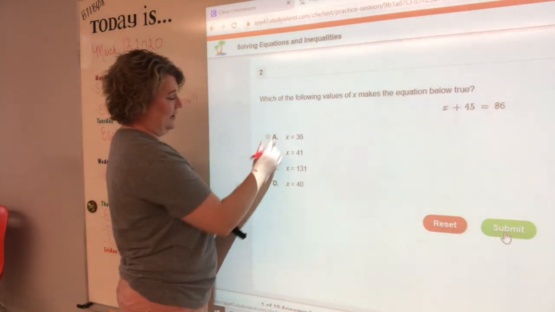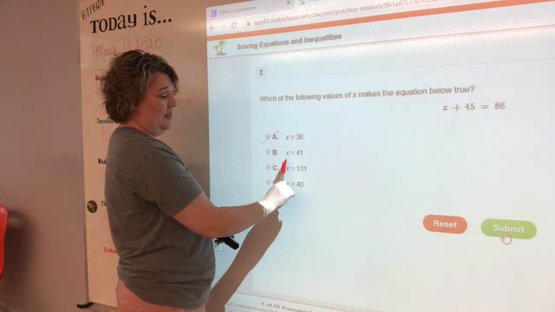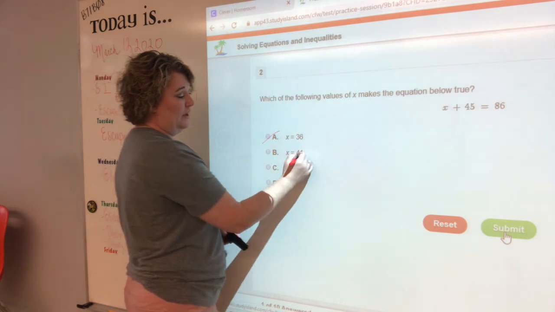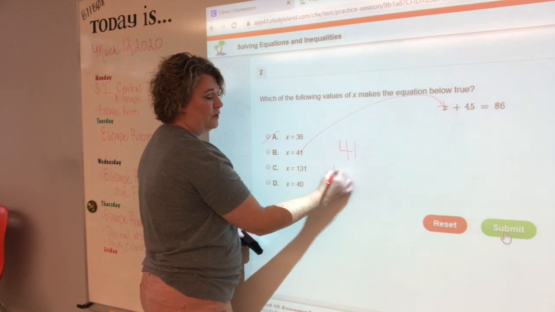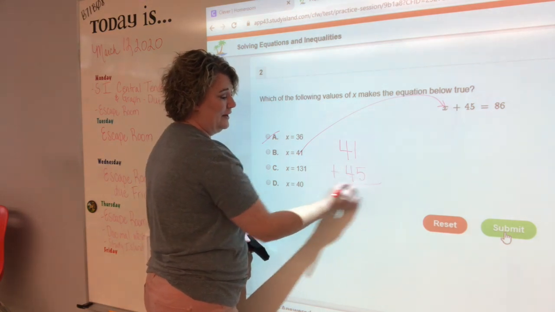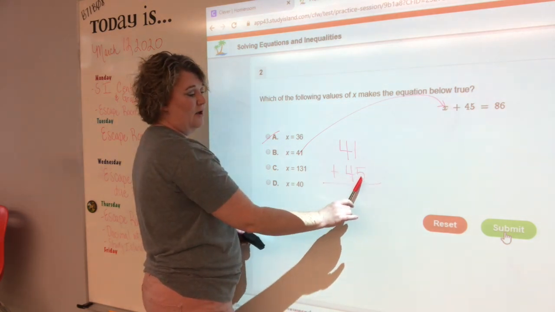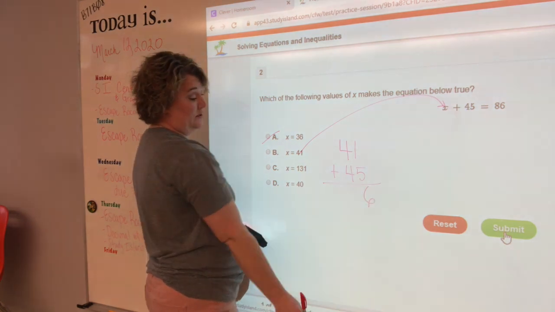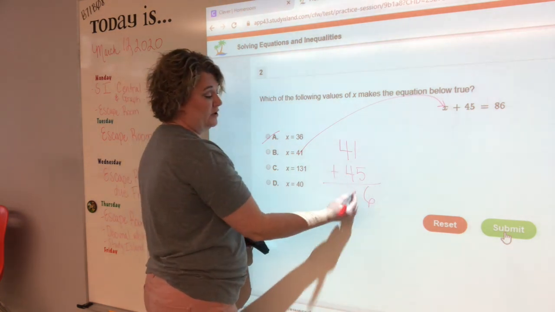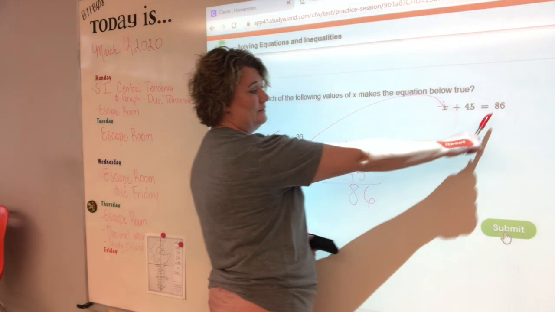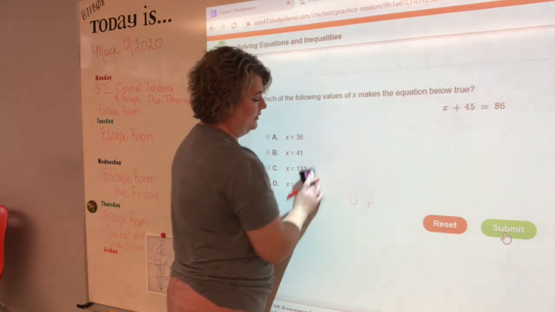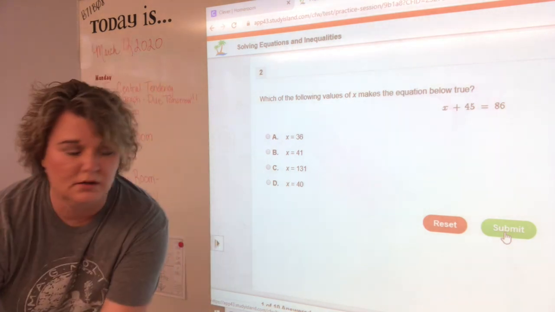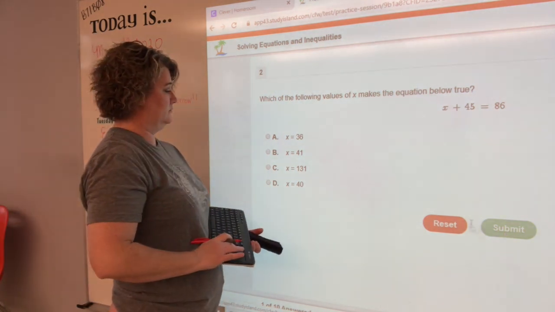So it's not A, maybe it's B. B says x is 41. If I plug 41 in right there and add 45 to it, am I gonna get 86? Well, let's see. 5 and 1 is 6. That looks good for my ones digit. And 4 and 4 is 8. Is 86 the same as 86? You bet it is, so that makes my B be the one that's true again. But it's not always going to be B.